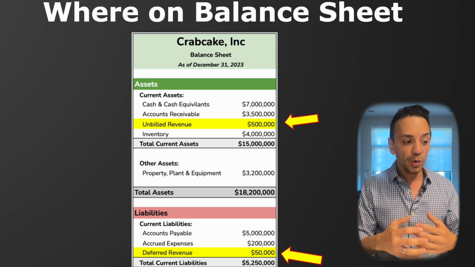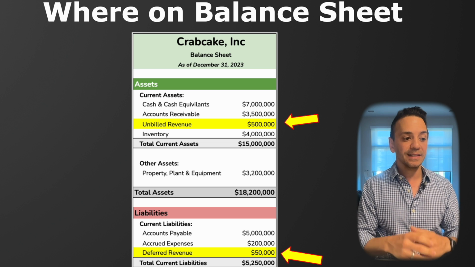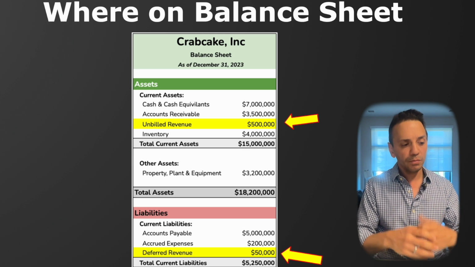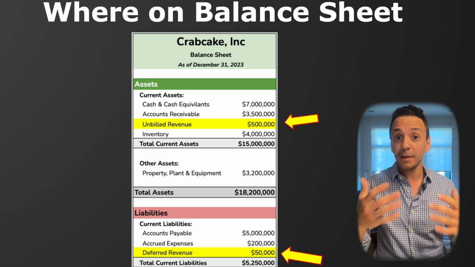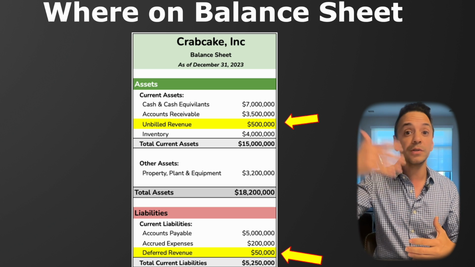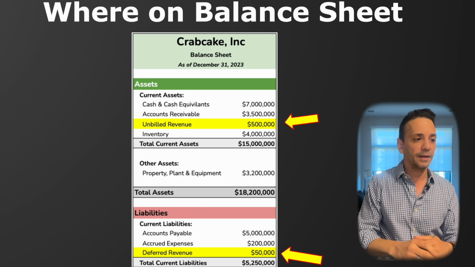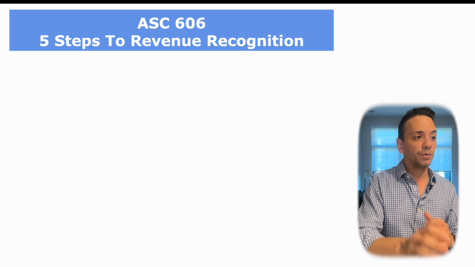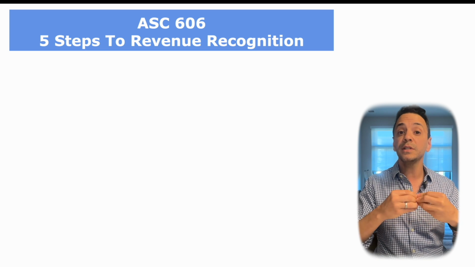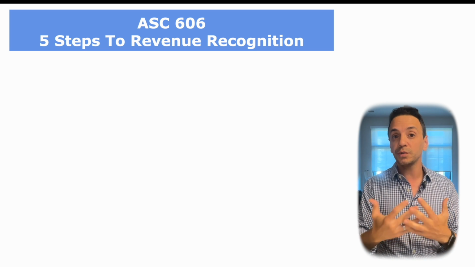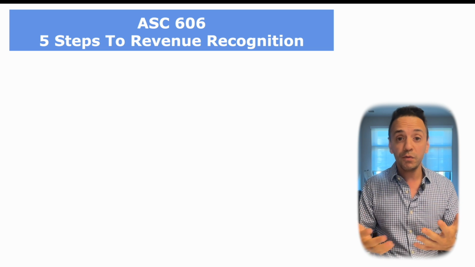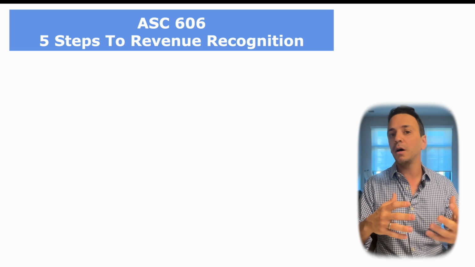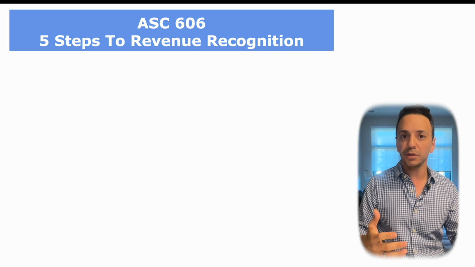For deferred revenue or unearned revenue, that sits as a liability, typically under current liabilities on the balance sheet, to illustrate that you're liable to a client to deliver a good or service in the future. Okay, so this is where it sits on the balance sheet. We also said that we want to talk about ASC 606 because these are the steps that are going to derive when you recognize the revenue, and therefore these are the concepts that create unearned revenue and unbilled revenue.